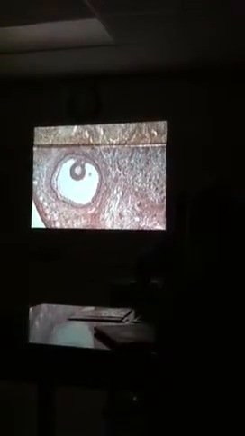Okay, what tissue is this? Ovary. Ovary, good. That's a Graafian follicle.